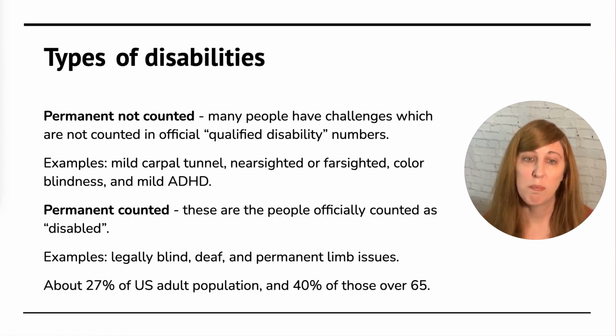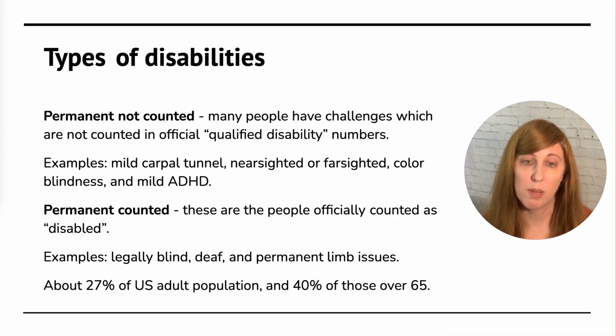Finally, there are permanent disabilities. These are disabilities that people will live with for the rest of their lives. And there's two categories within permanent disabilities. There's those that are counted under most laws, and there are those that are not. The counted disabilities are frequently called a qualified disability in a law. And this means issues like being legally blind, being deaf, having a permanent limb issue.